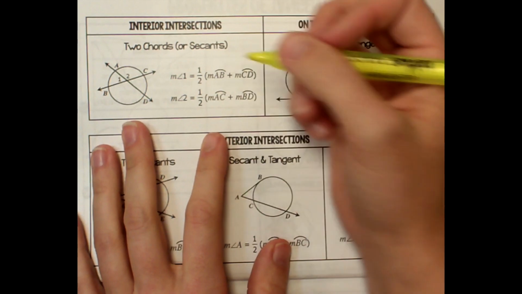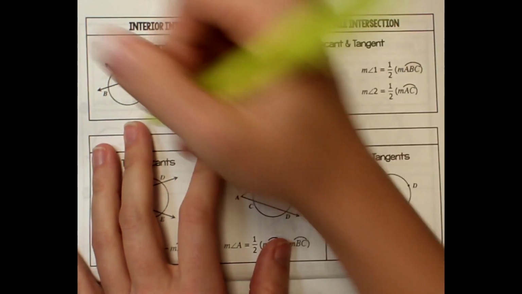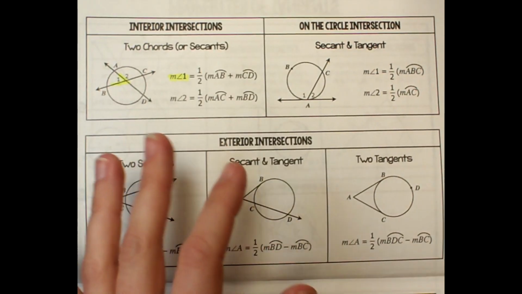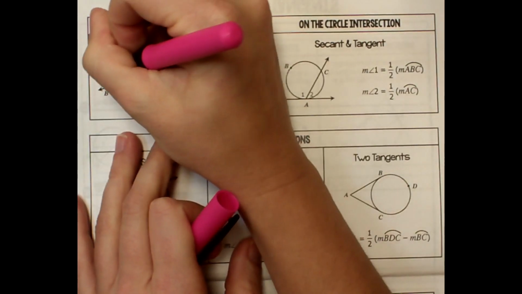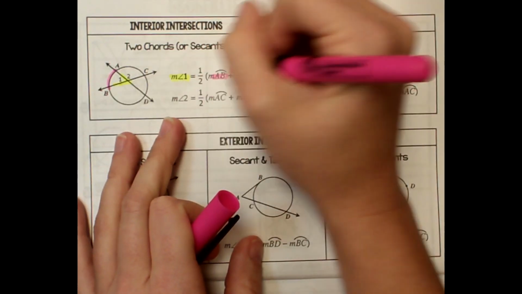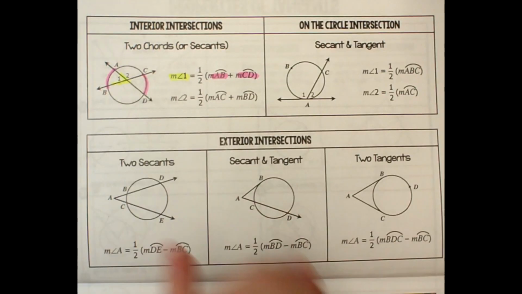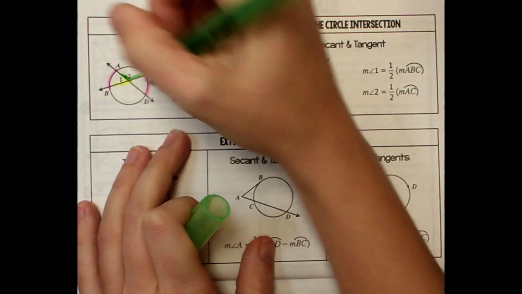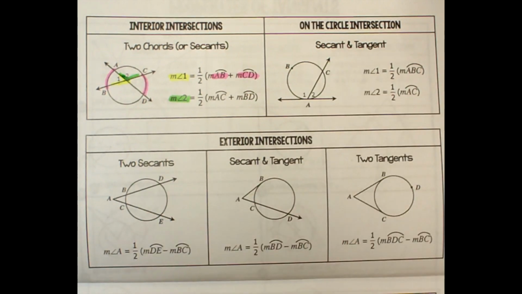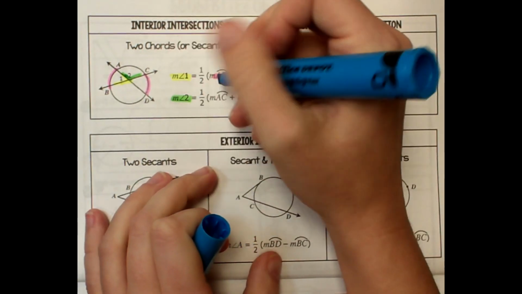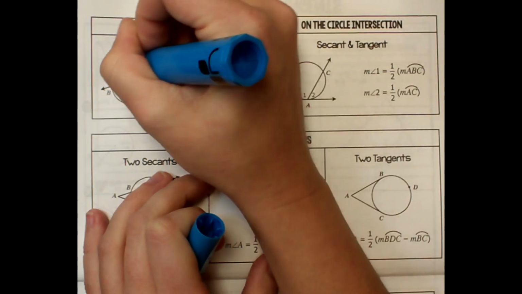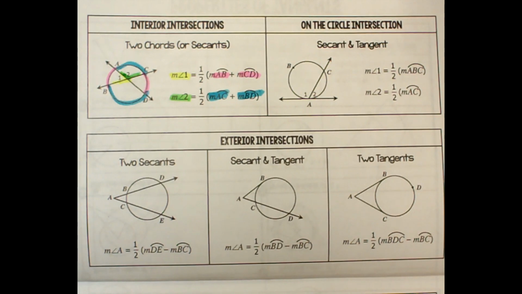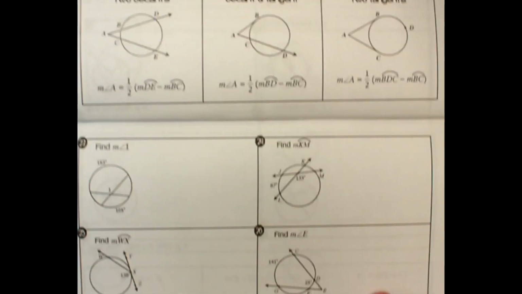So when you have a chord, the measure for this instance of angle 1 is equal to arc AB plus CD divided by 2. Or if you were looking at the measure of angle 2, it would be the measure of arc AC and BD divided by 2. Okay? So an example of that, if we look at example 1, number 23.